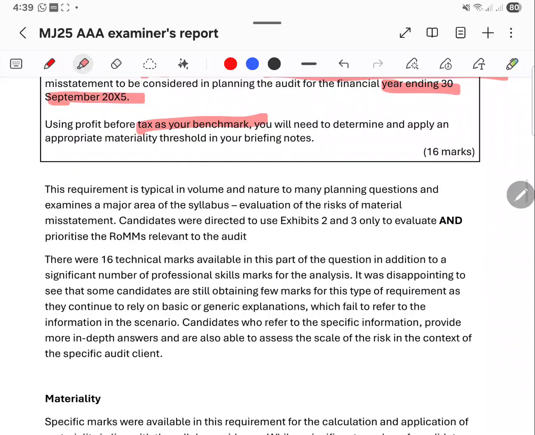So, this requirement is typical in volume and nature to many planning questions and examines a major area of the syllabus. Evaluating the risk of material misstatement, candidates were directed to use exhibit 2 and 3 only to evaluate and prioritize the ROMM relevant to the audit.